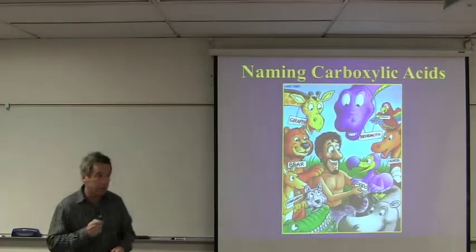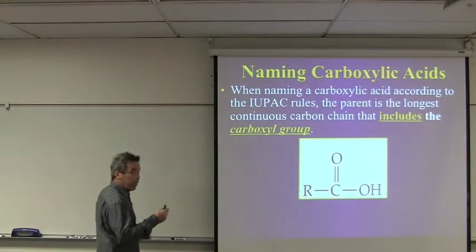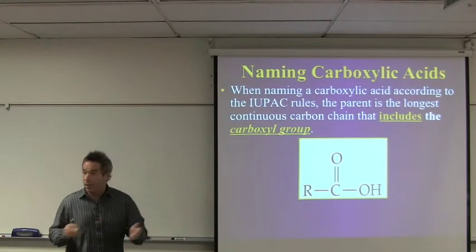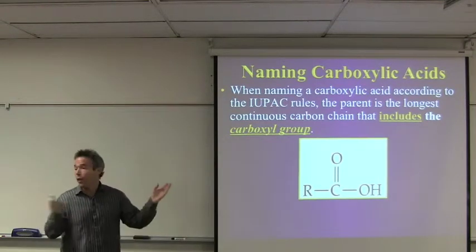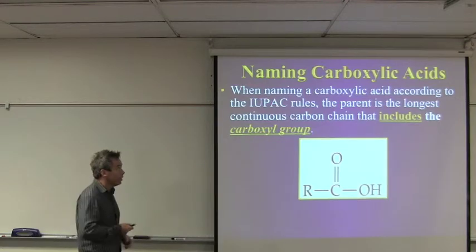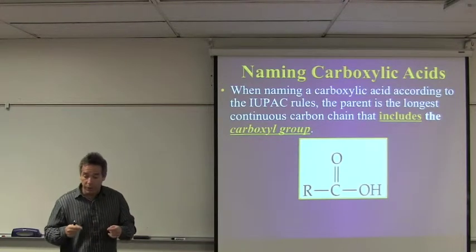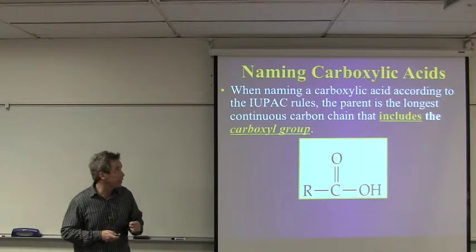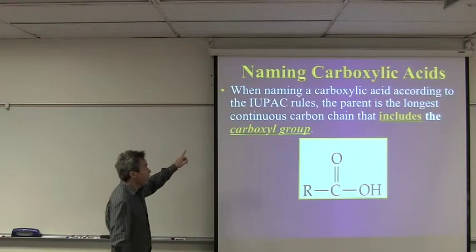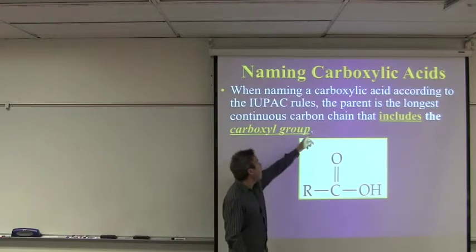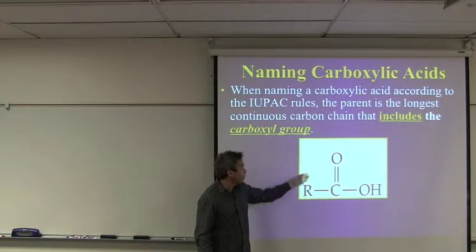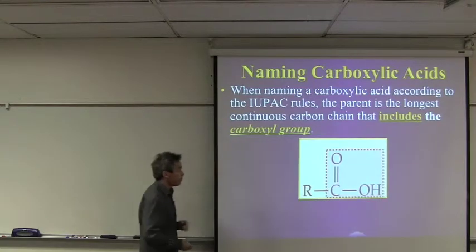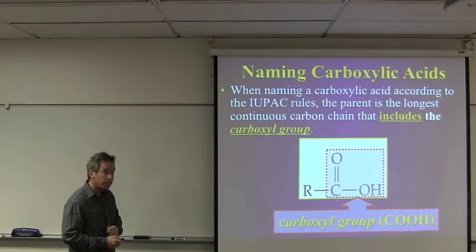How do we name carboxylic acids? If you have a pretty good understanding of how we named alkanes, alkenes, and alkynes, it'll be an easy transition to name all the other organic families, including carboxylic acids. What we do first is we identify a parent chain. For carboxylic acids, the parent chain is the longest continuous carbon chain that includes the carboxyl group. So the longest chain that has that carbon in it. That's the carboxyl group.